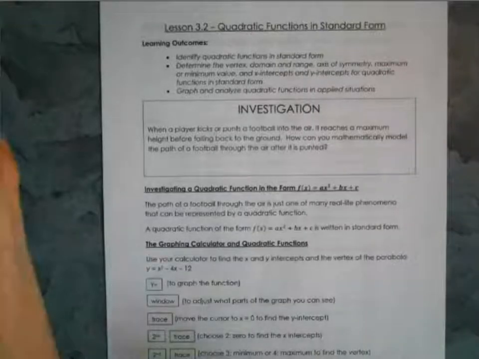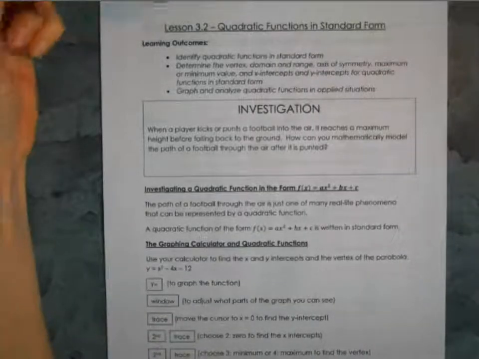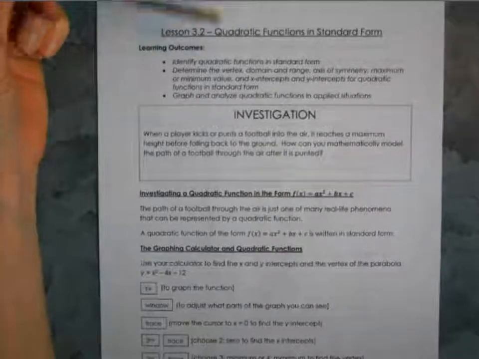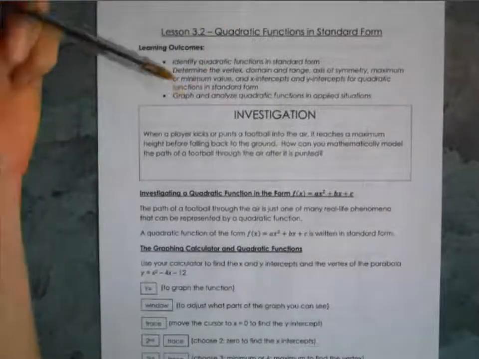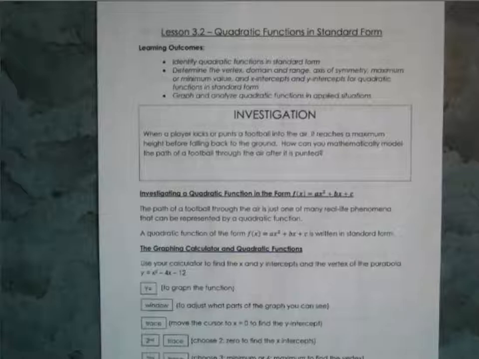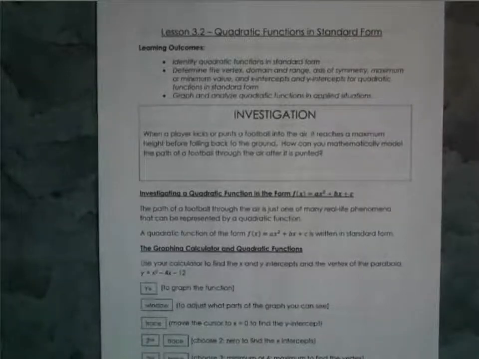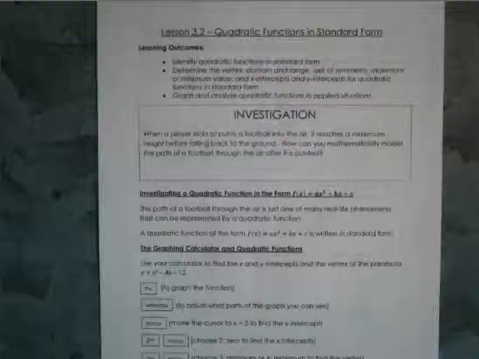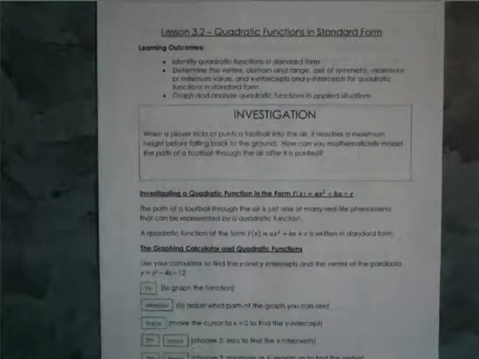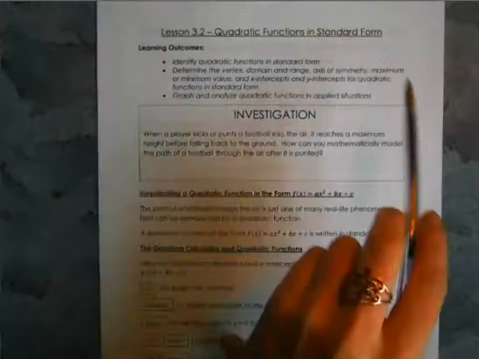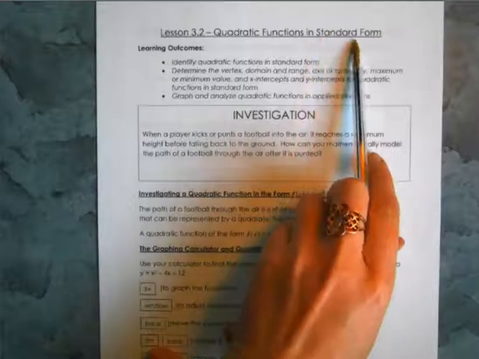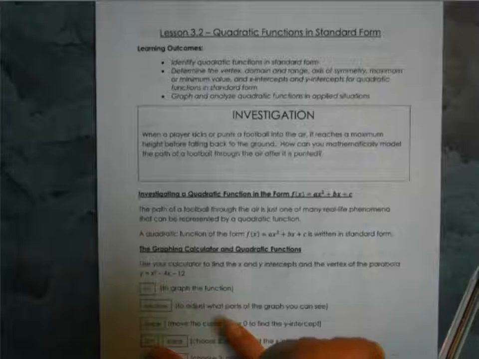Hello, Math 20-1 students. So today we're going to be looking at quadratic functions again. In 3.1, parts 1 and 2, we looked at the quadratic function in vertex form. We had a little bit of an introduction to what functions were, and we talked about the vertex form of a quadratic function. Now we're basically going to look at the same thing, but in a different form of writing it, which is the standard form.